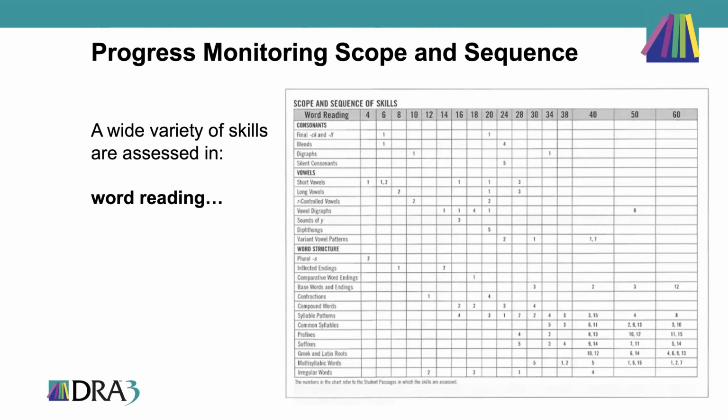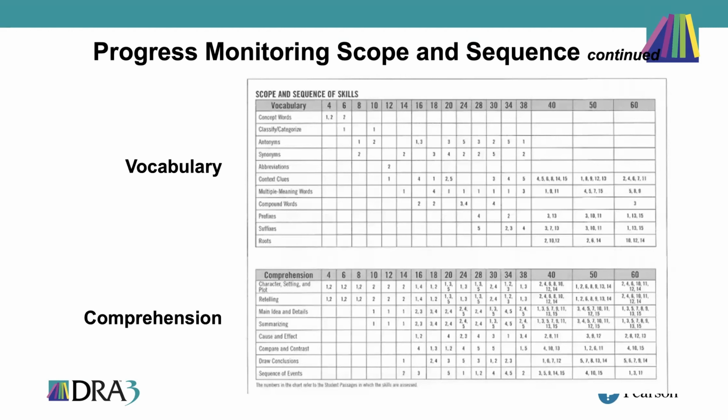Progress monitoring assessment assesses a wide variety of skills and behaviors. A scope and sequence chart is included to help teachers see the specific skills assessed in each passage. Some of the word reading skills include decoding words with short vowels, R-controlled vowels, prefixes, and multisyllabic words. Some of the vocabulary skills assessed are multiple meaning words, context clues, synonyms, and root words.